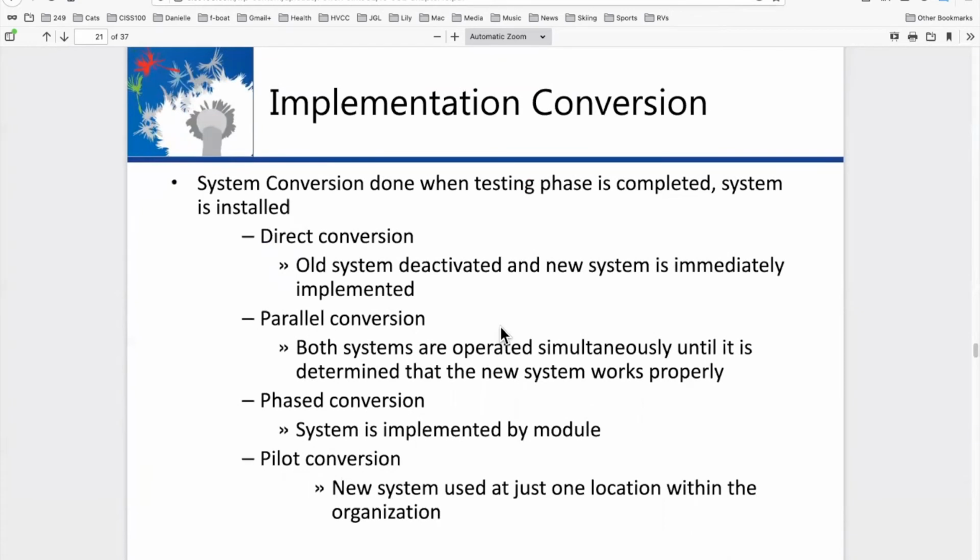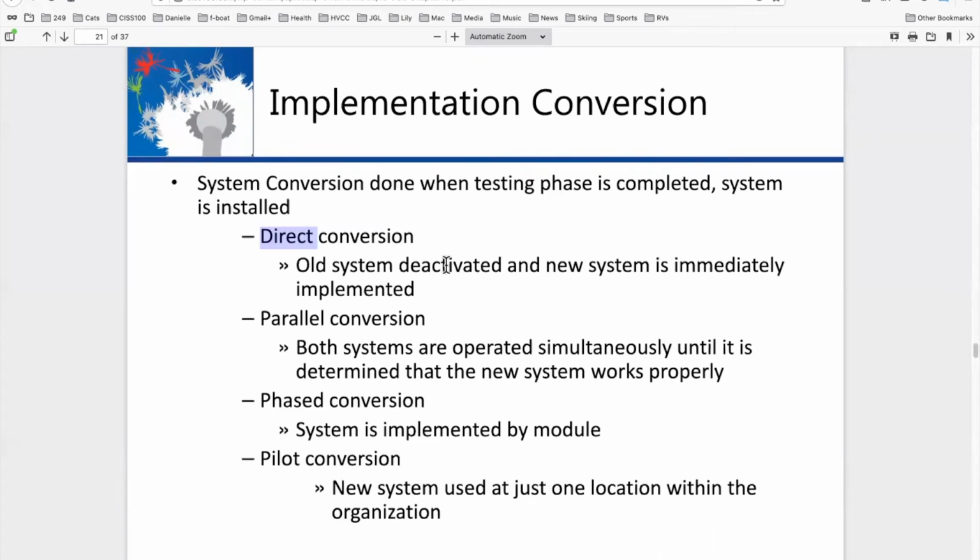Conversion, implementation conversion. There are 4 paths an organization can take: direct, parallel, phased, and pilot. The worst path to take is the direct conversion, which unfortunately many organizations are forced to use. With the direct conversion, essentially, as an example, Sunday night at 12 o'clock, the old system is shut off, all the new software is loaded. Monday morning, the new system is put online. Fingers crossed. Hope it works as it's supposed to.